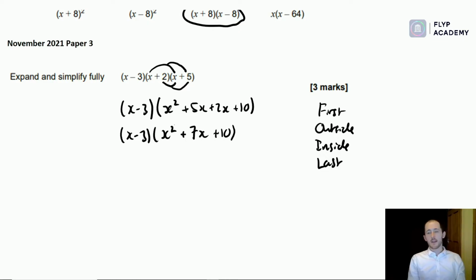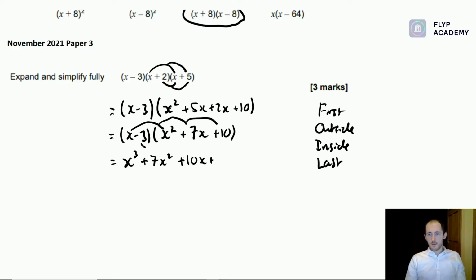And then again, there's no real acronym for this one, but we need to make sure that everything in the first bracket is times everything in the second bracket. So let's give it a go. So I'm going to first do the x's. X times x squared gives me x cubed. X times 7x gives me 7x squared. X times 10 gives me 10x.